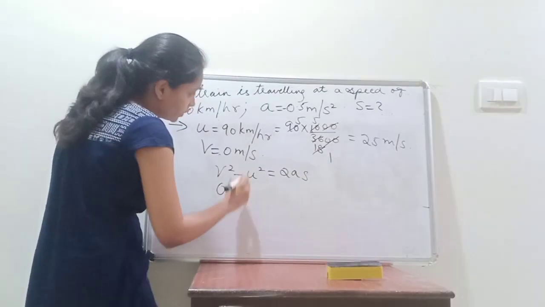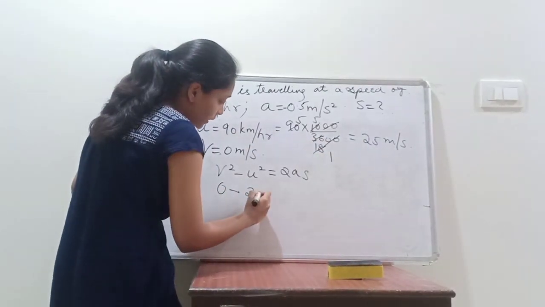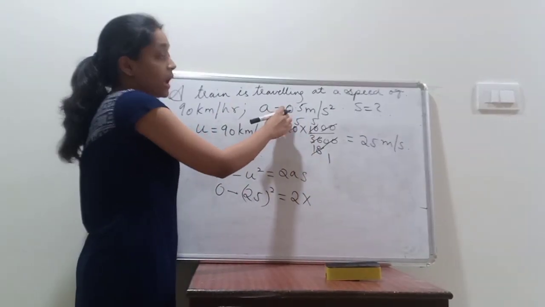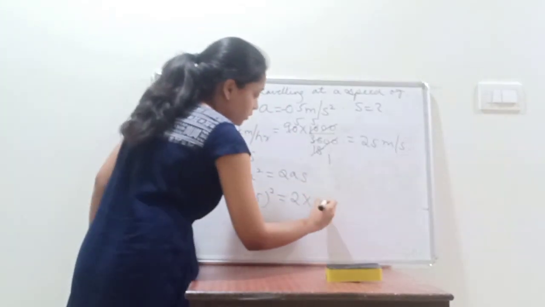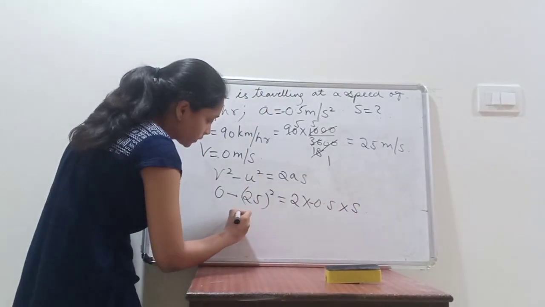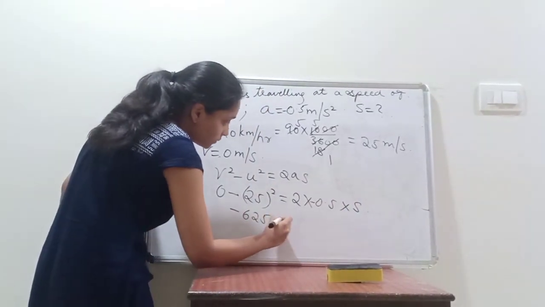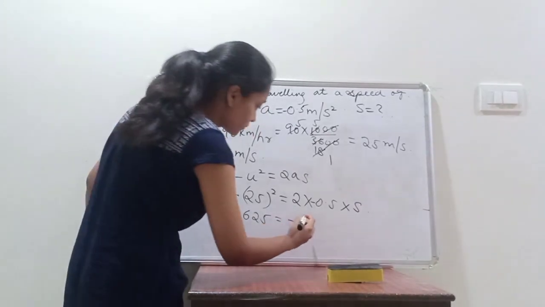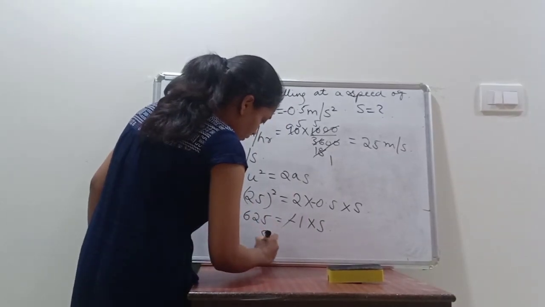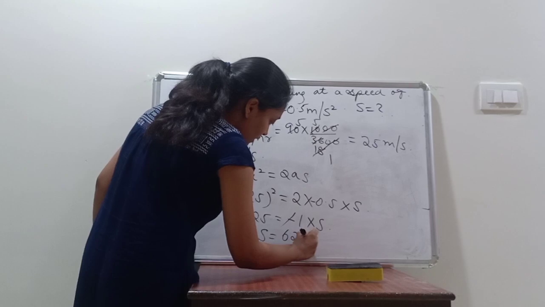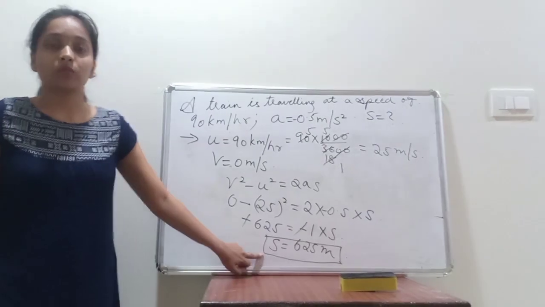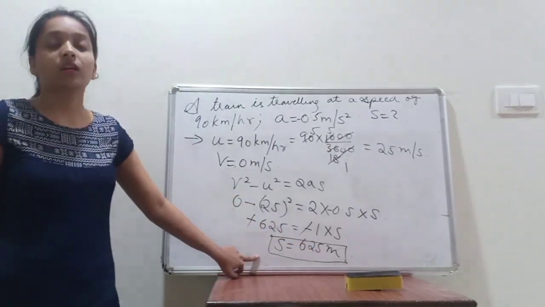V is 0, U is 25 whole square and 2 into acceleration, which is minus 0.1, into S. This will be minus 625 is equal to minus 1 into S. So distance travelled will be 625 meters. Distance travelled by the train will be 625 meters before it comes to rest.